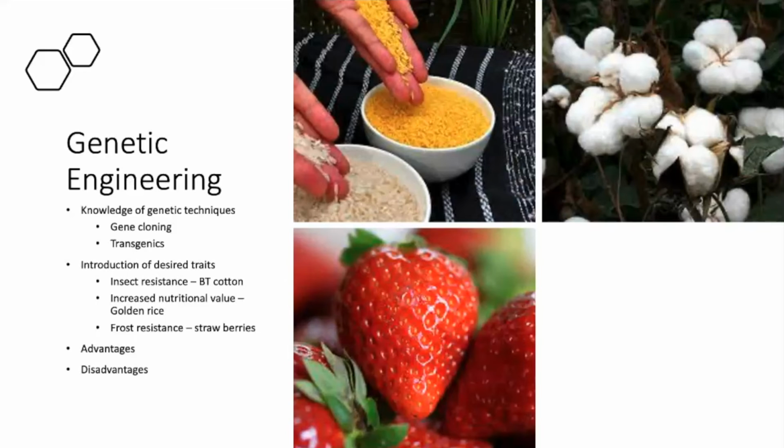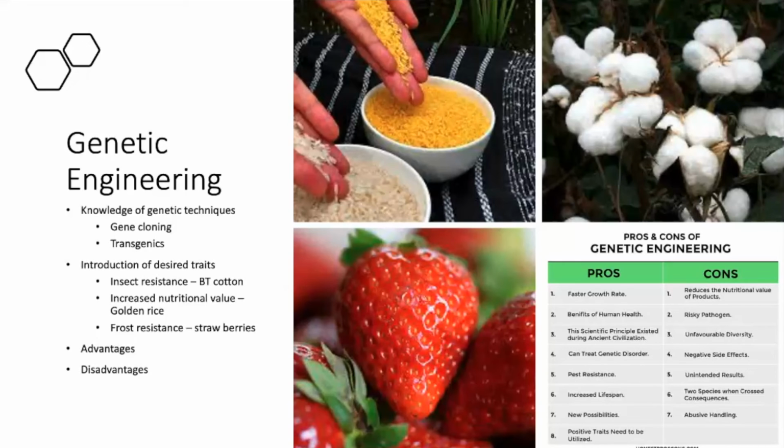Our last type is genetic engineering, and we're going to look at this in far more detail in Module 6. The understanding of genetic techniques, specifically that of gene cloning and transgenics, allows us to introduce desired traits from other organisms. So for example, we could have biotech cotton, which has insect resistance, or increased nutritional value for golden rice, or frost resistance for strawberries. The advantages and disadvantages are a little bit more extensive.